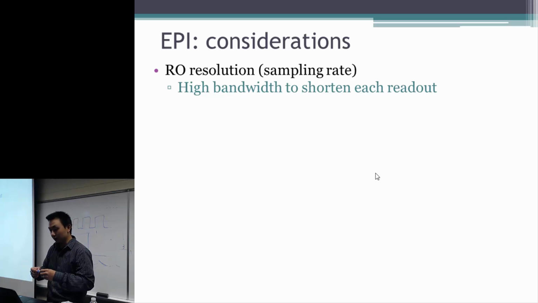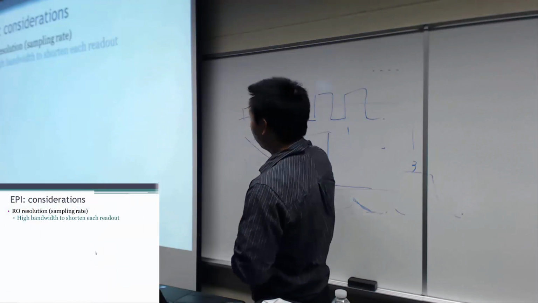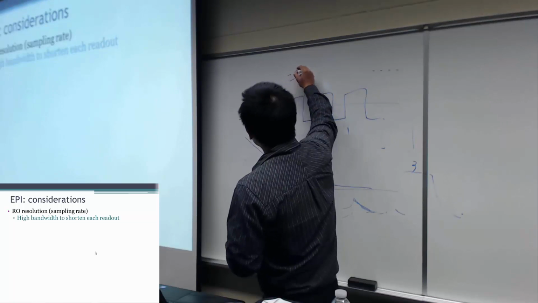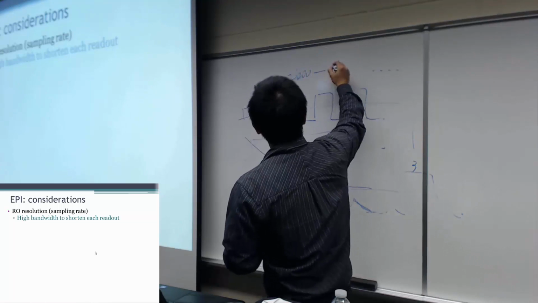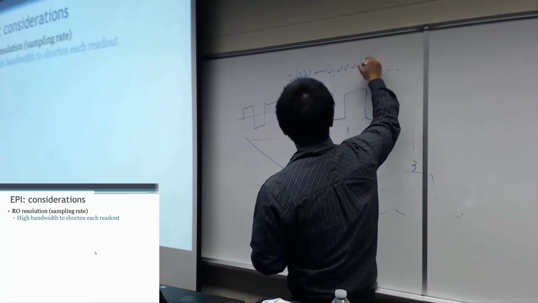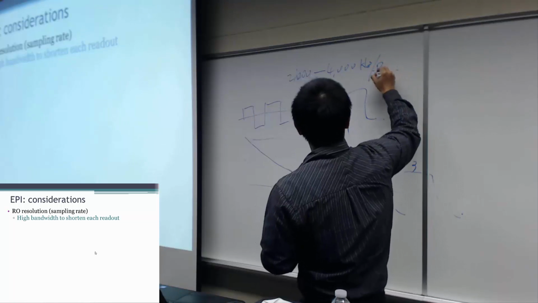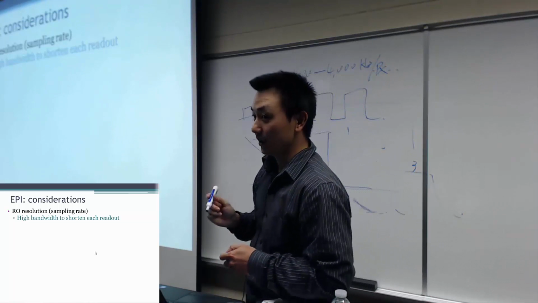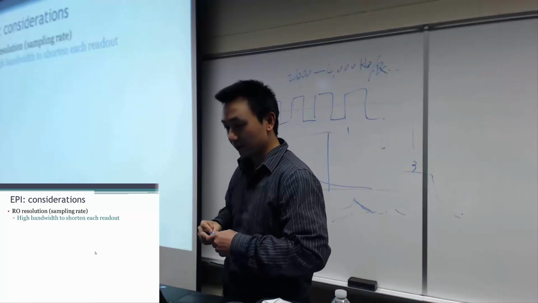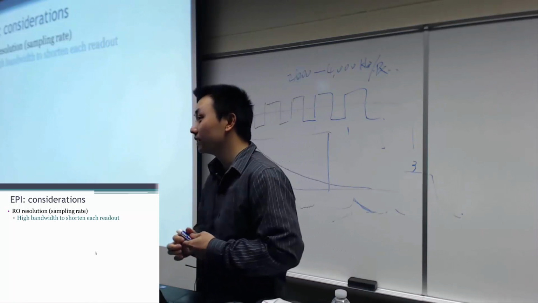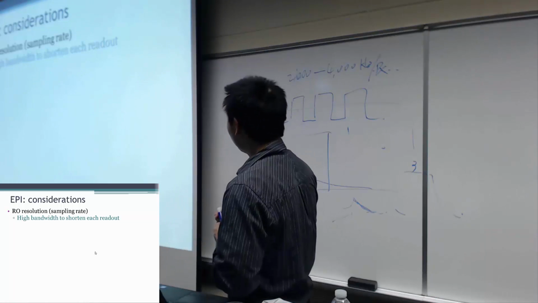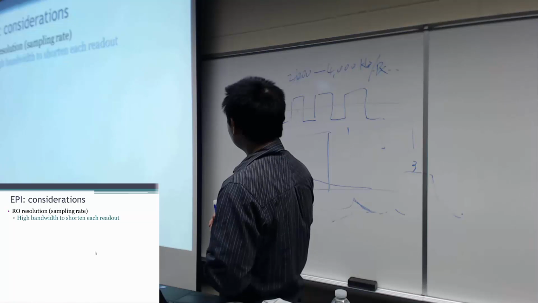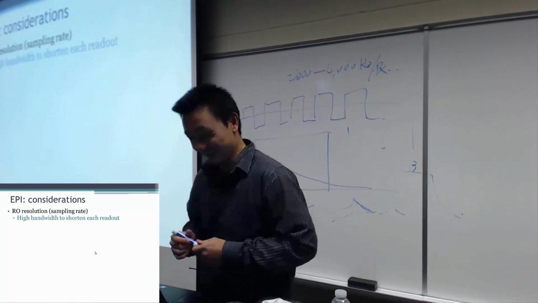The typical readout bandwidth is like 2000 to 4000 hertz per pixel for EPI. So this is a very high bandwidth. Just because, yes? Is that why the distortion is worse for EPI? No, the distortion is high. Yes, that's right. That's right.